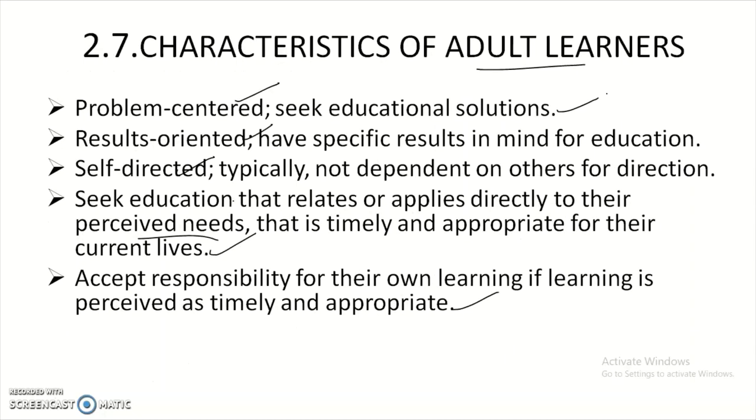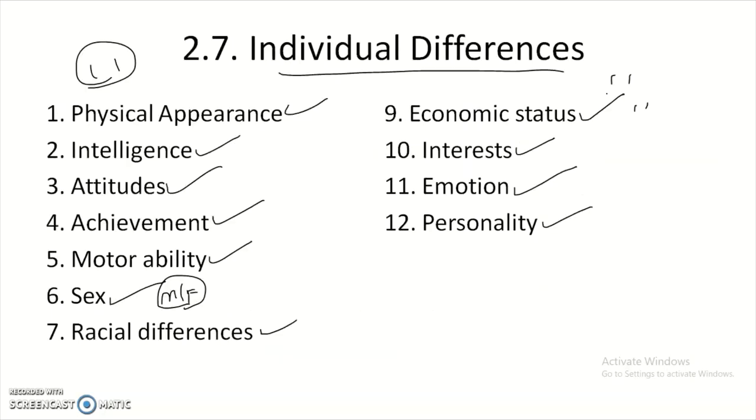And the characteristics of adult learning are problem centered, result oriented, and self directed, and they will accept the responsibilities. And the individual differences happen in these 12 types: appearance in the physical shapes, intelligence, attitudes or character, achievements, motor ability, sex, racial differences, economic status, interests, emotions, and personality. So from person to person, all these 12 things will change. So that is this concept.